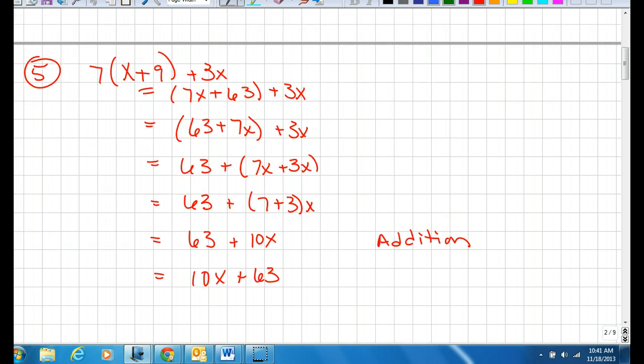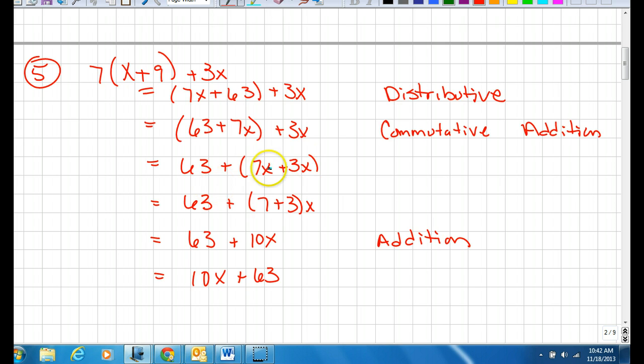Number 5, it wants to know which property has happened at each step. So at this first step, right here at 7 parentheses x plus 9 plus 3x, to the next step, what happened there? Yep, it's the distributive property. Okay? And then what happened from that step to the next step? Yeah, it's commutative because 63 and 7x changed places. They moved. So it's commutative. Which commutative? Of addition. Yep, of addition, because we're dealing with addition.